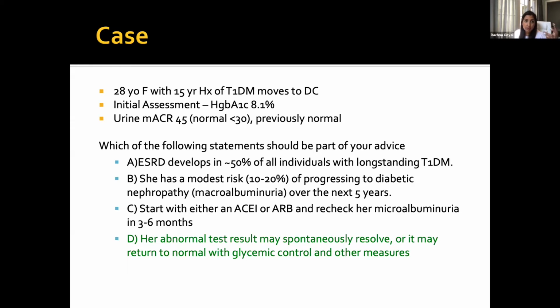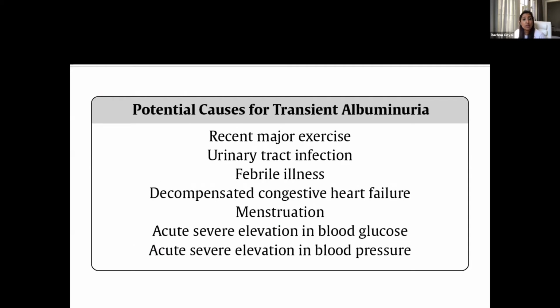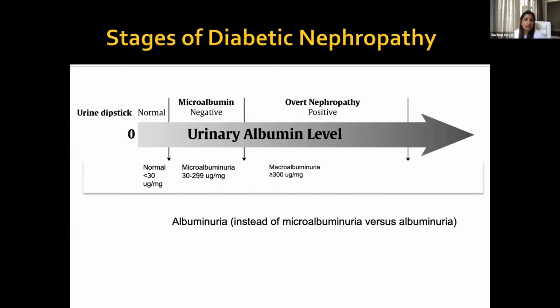One thing to always remember if you see a patient that all of a sudden has an elevated urine microalbumin is to repeat it, because there are reasons someone can have transient albuminuria: any major recent exercise, a UTI, a fever, decompensated CHF, menstruation, or an acute severe elevation of the blood glucose or the blood pressure. Whenever I see the first elevated microalbumin, I'll always repeat it about 3 months later to confirm that it's actually elevated. And you guys know the stages of diabetic nephropathy, right? Normal is less than 30, microalbuminuria is 30 to 299, and anything greater than 300 is macroalbuminuria, which is essentially overt nephropathy.